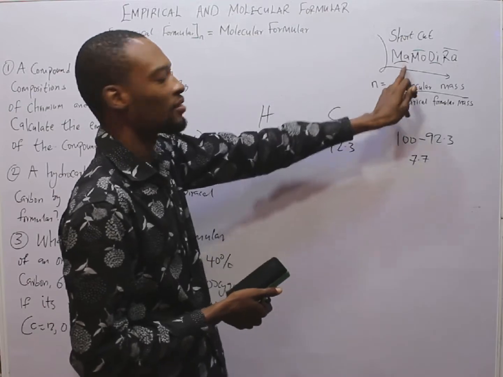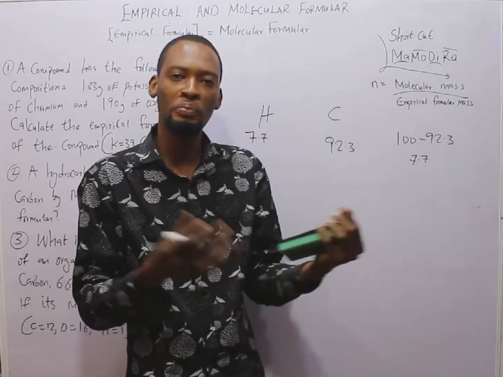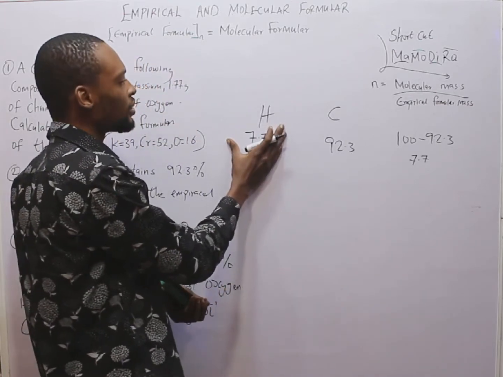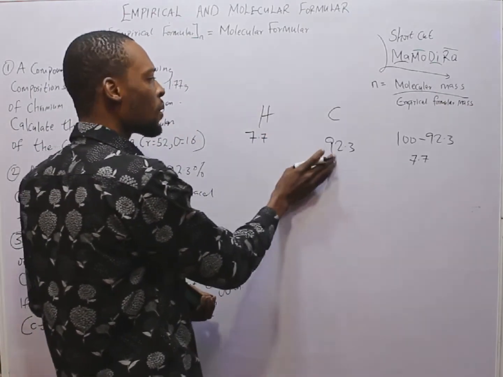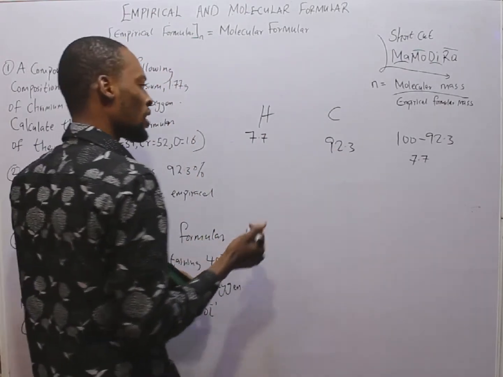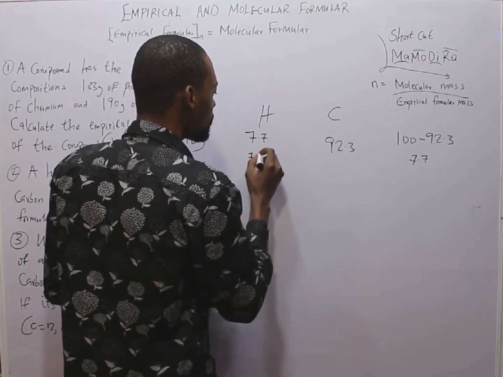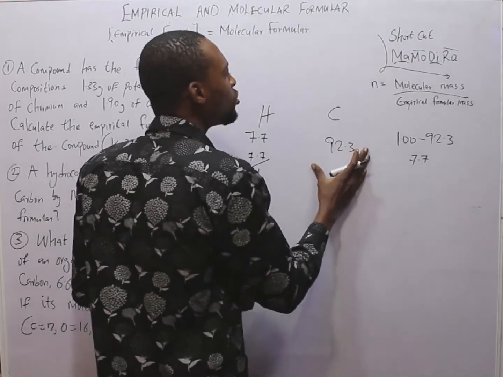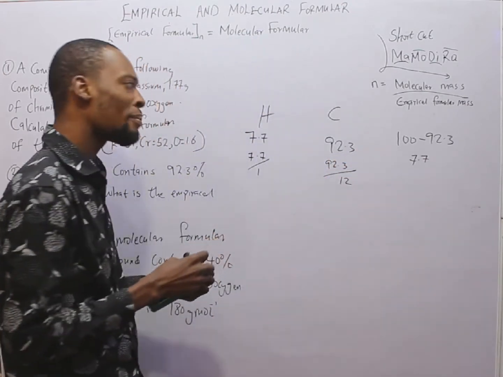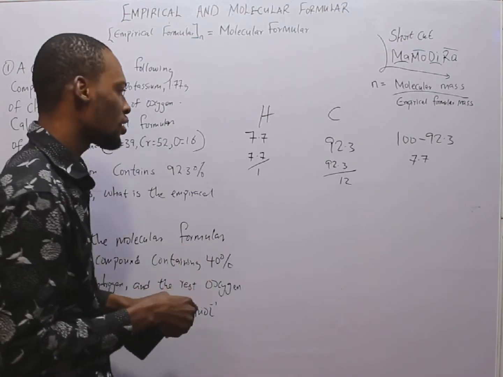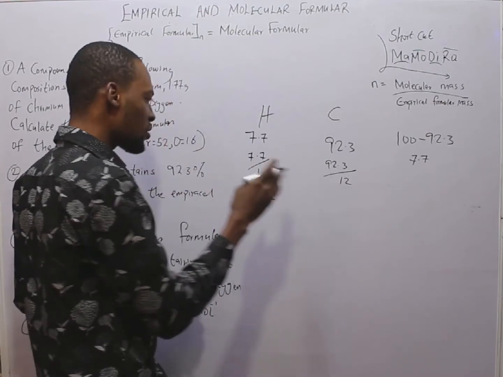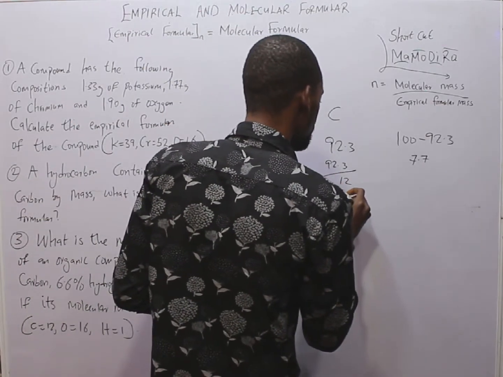So we are done with the mass. Now the number of moles, that is mass over molar mass. The mass here is 7.7. The mass here is 92.3. The molar mass of hydrogen is 1. So the number of moles is 7.7 over 1. The number of moles is 92.3 over 12. The molar mass of carbon is 12. So what does this give you? This gives you 7.7, and this should as well give you 7.7.